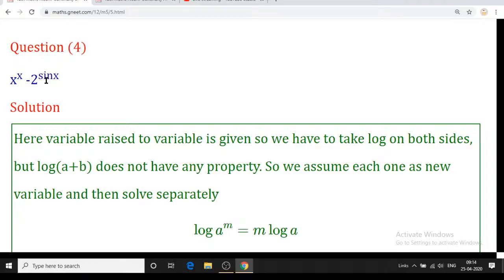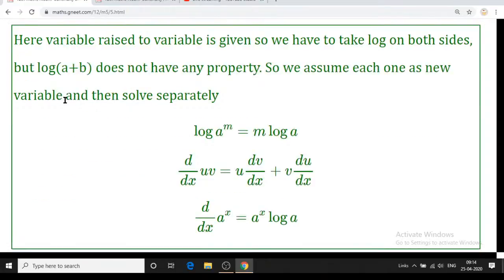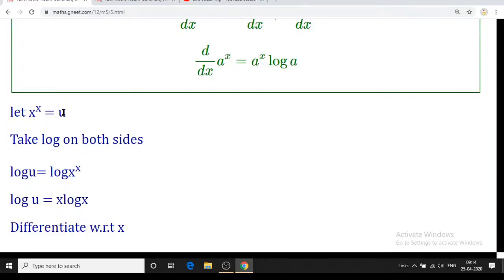This is 2 raised to sin x. It is not necessary to take it as a derivative because it is given directly as a formula. If the formula is not there, we'll assume it as another variable v, differentiate both, and write. Now for this, we will consider let x raised to x be u. To simplify this, we will take a log on both sides. Naturally what we get is log u is log of x raised to x. So that is written as x log x.